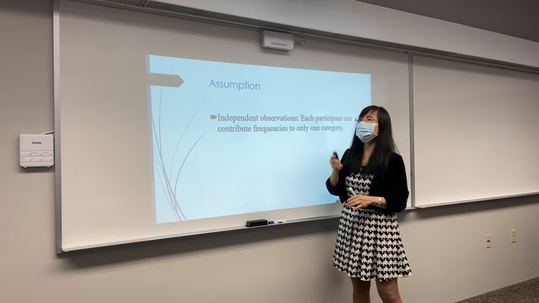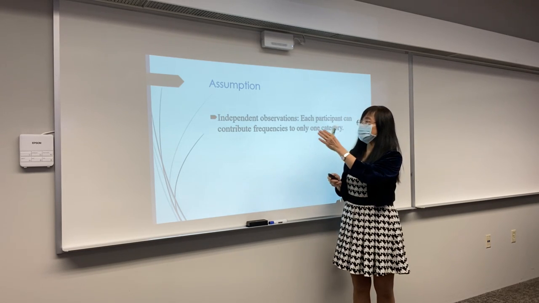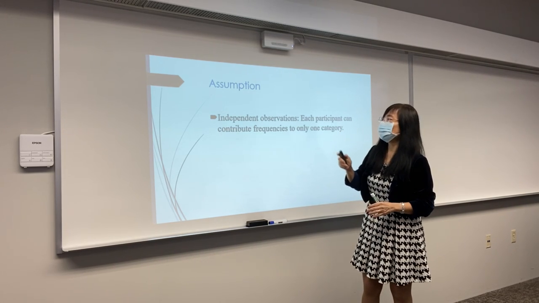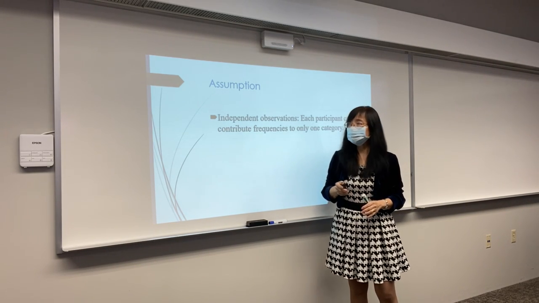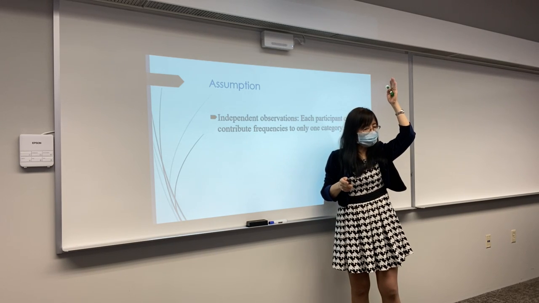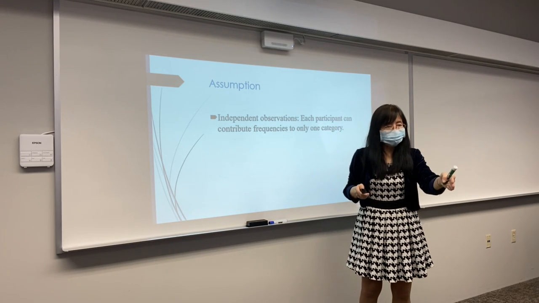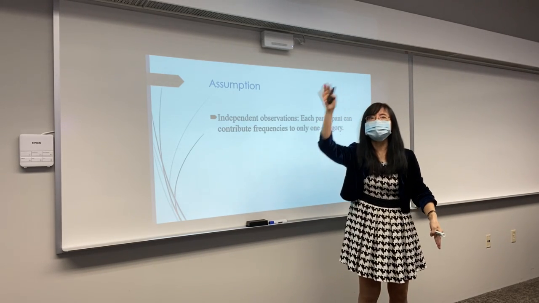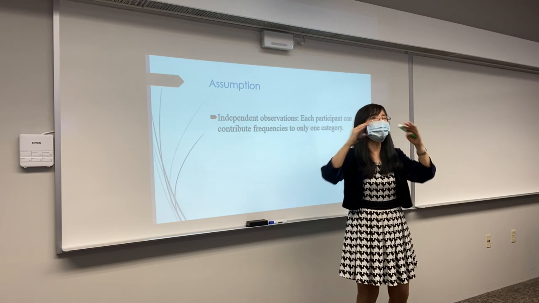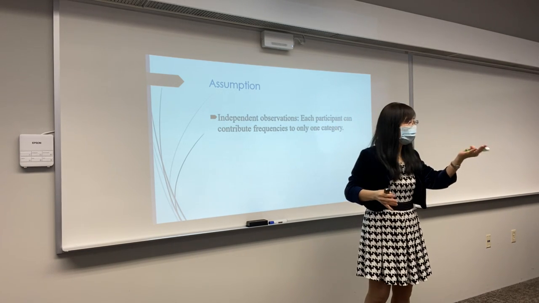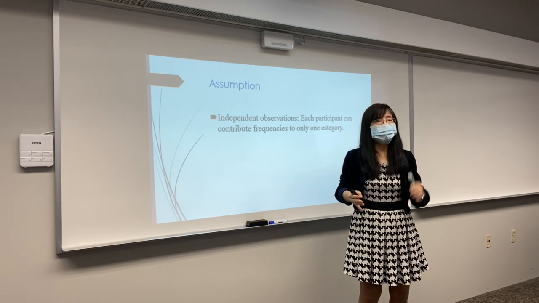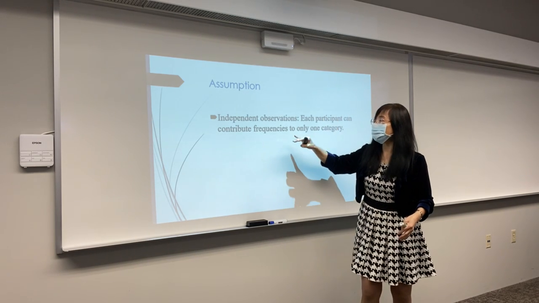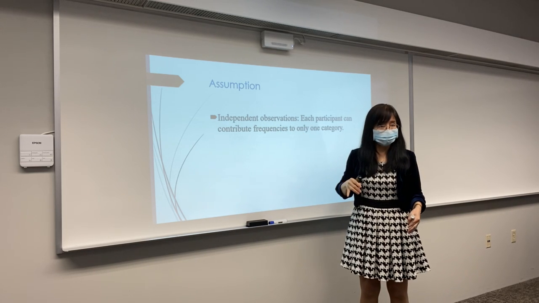Now, when we do chi-square, another assumption is independent observation. That means if you are observed in one group, you don't go into another. If people vote for Biden, they don't go for Trump. They cannot vote for both. If you vote for both, it doesn't count as a valid ticket. If you like donuts, you have no way to not like donuts. So there should be independent observation.